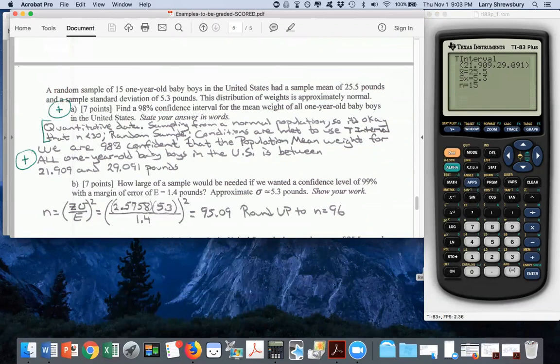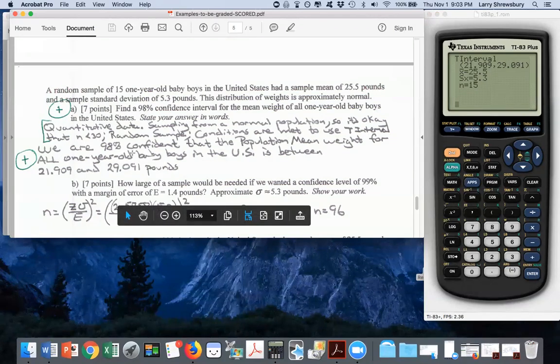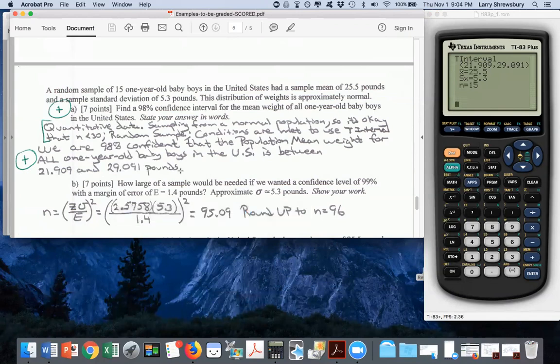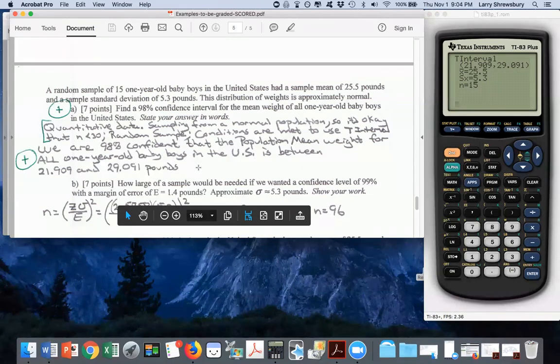We are 98% confident the population mean weight for all one-year-old baby boys in the United States is between 21.909 and 29.091 pounds. Notice they put the pounds in there. The only thing you could say is, they didn't put a period. Well, I'm not going to mark them down for that. They did a fabulous job. They got the word population in front of mean. They put it in context. They used the word all to make it super clear. We're talking about the entire population. Fabulous job they did.